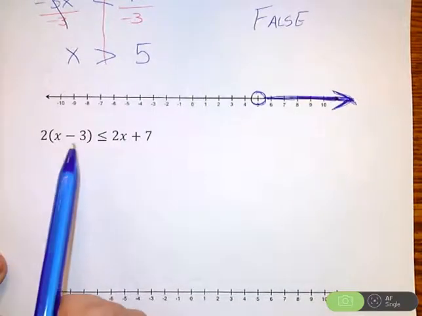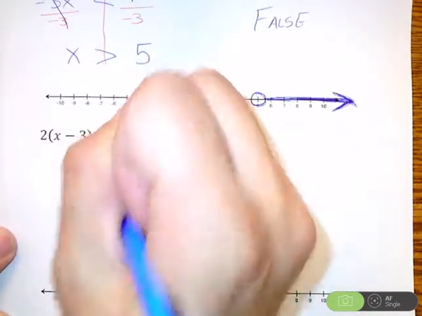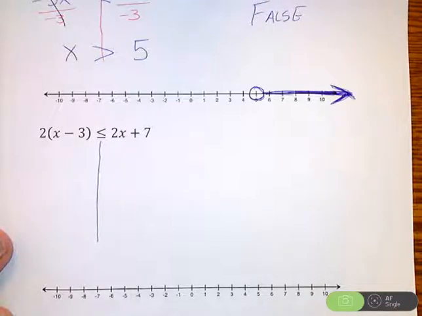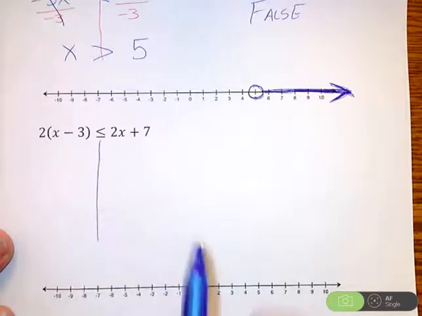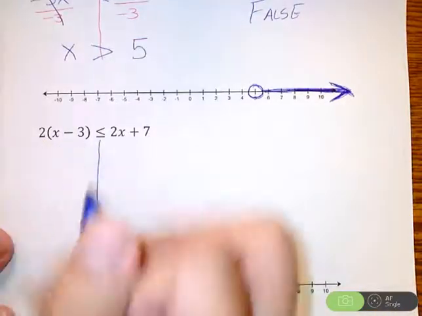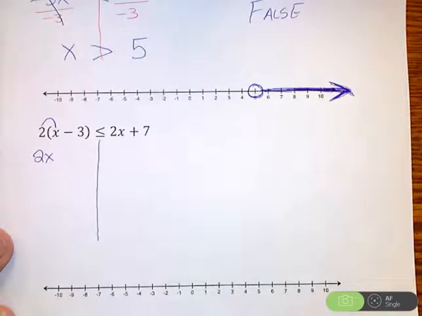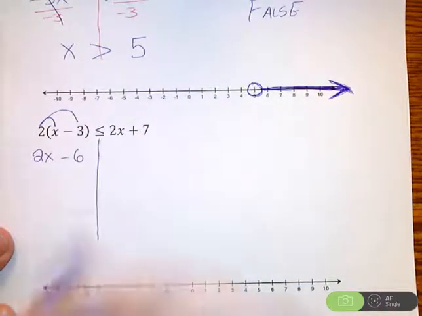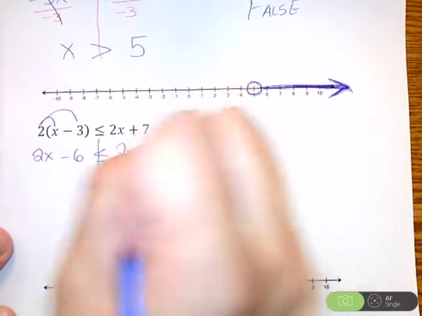So I have 2 parentheses, x minus 3 is less than or equal to 2x plus 7. A lot going on here. Still using those basic solving skills we use when we're solving equations. So first thing I'll do is when I see parentheses, I'm going to distribute here. I'm going to multiply this 2 all the way through. So I'm going to take 2 times x, which is 2x. I'm going to take that 2 times that -3. 2 times -3 is -6. So all I was doing was distributing, nothing changes with the inequality, nothing changes on the right side.